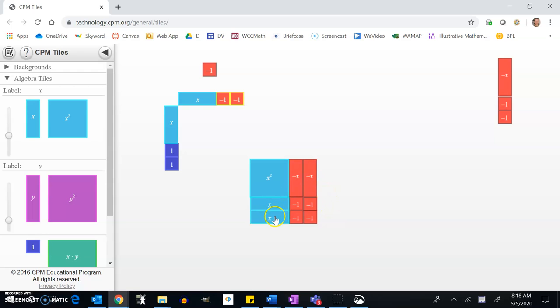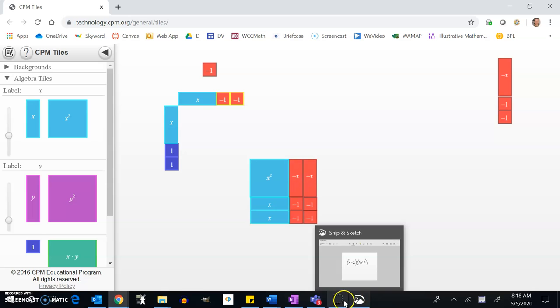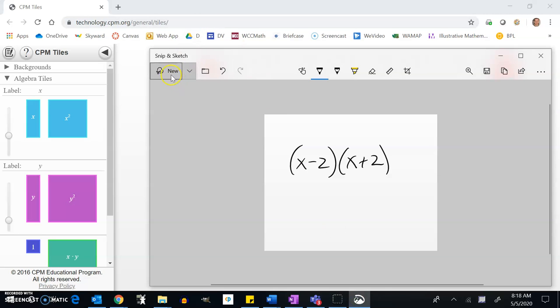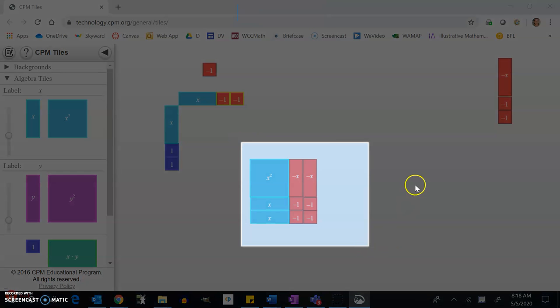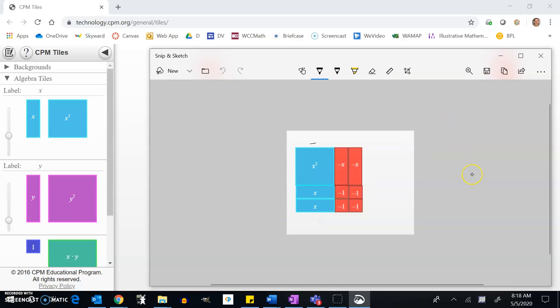Oh, look at that. The x's cancel out all the way. X, x, and negative x, negative x. So let me snip this again. And this side is x minus 2. That's a really ugly x. This side is x plus 2. And so this x cancels out that x. This x cancels out that x, right? They combine to make a 0. So the answer is x squared minus 4 ones. So I can write it like that.